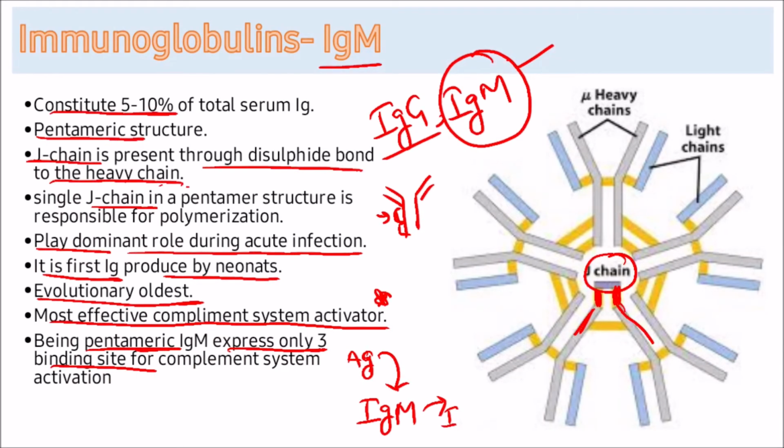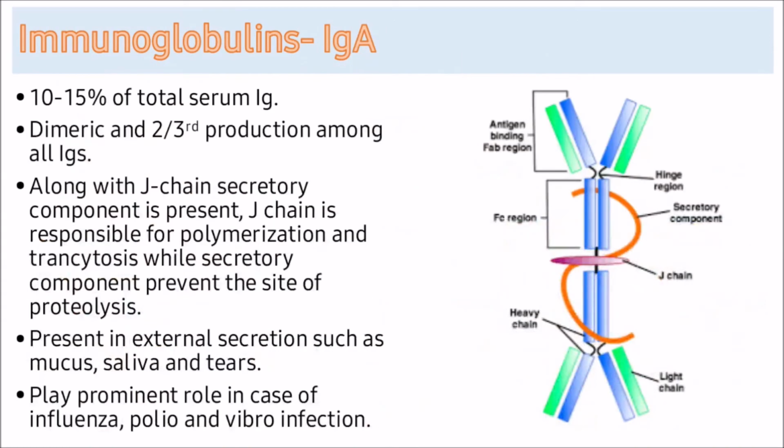So they are pentamers, so there could be 5 sites for the complement system activation, but from all the 5 sites it expresses only 3 binding sites for the complement system activation. Okay, so all this information is important, I guess.